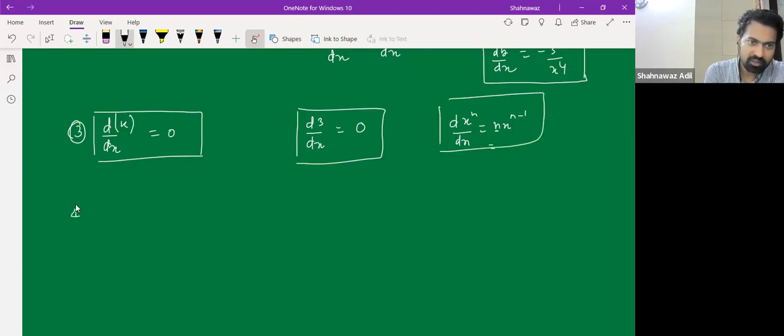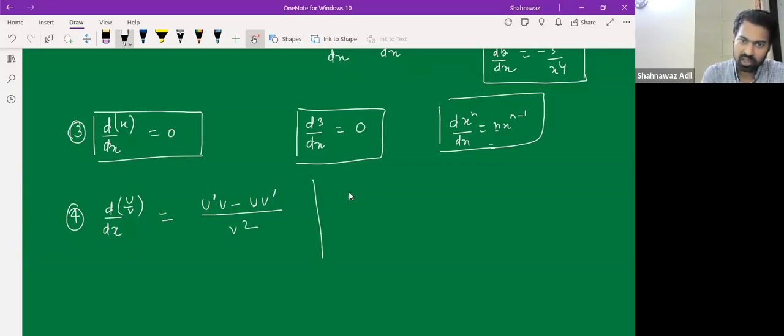The fourth property is differentiation of a division, so u by v. So this is u dash v minus u v dash, and this is v square. Where u dash is du by dx, and v dash is dv by dx. So these are the 4 basic properties that we will use. So please write this third and fourth property, guys.